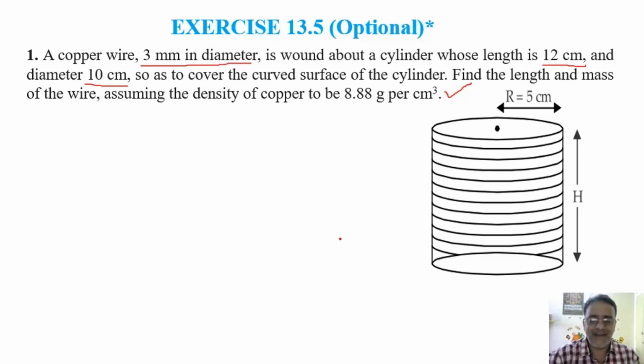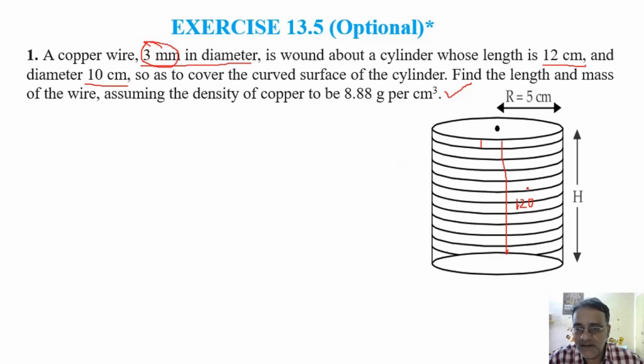It is not mentioned that you should take pi according to your requirement. Sometimes that is also given. I will show you in question number 2. Now look carefully: the width of this wire is this one, and the total length is given as 12 centimeter. If you write it in millimeter, it is 120. And the width of one wire is given as 3 millimeter.